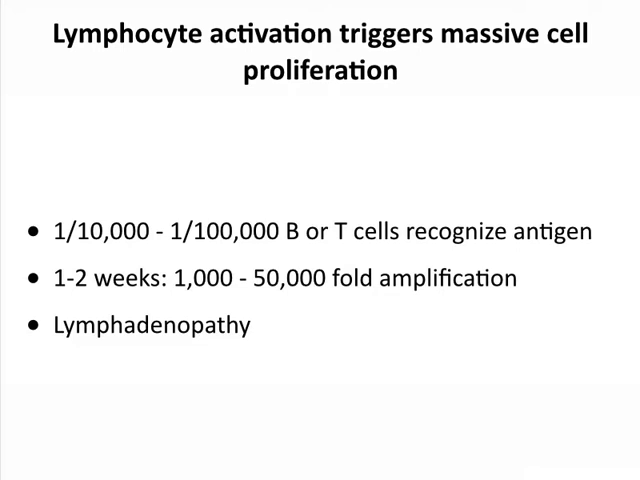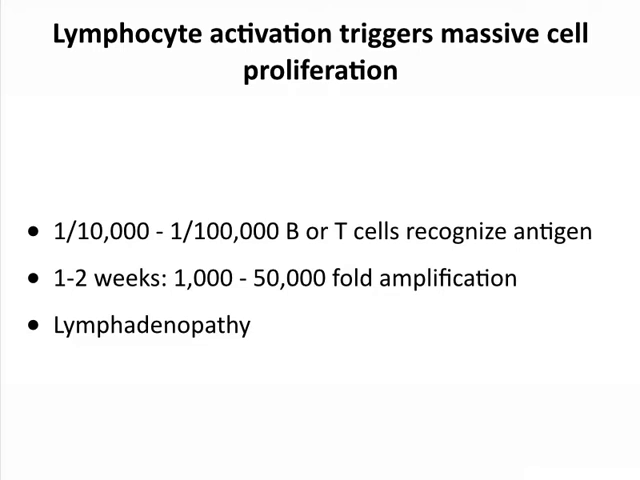So we're back to the dendritic cell in the lymph node. It's presented some foreign peptide to T cells, and it's recognized as foreign. What happens? Well, the cells begin to proliferate. Only about 1 in 10,000 or 1 in 100,000 of your B and T cells will recognize any particular antigen. So we don't have a lot of them. There are millions of T and B cells circulating in us, but just a few recognizing each antigen.